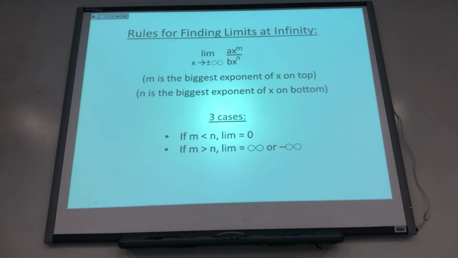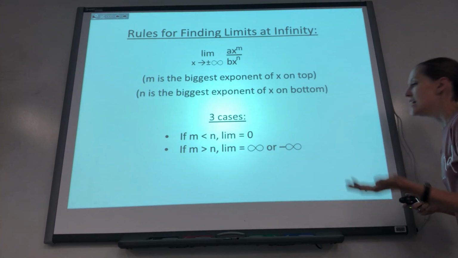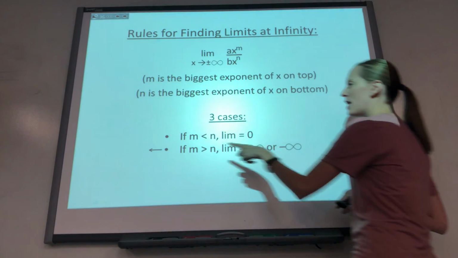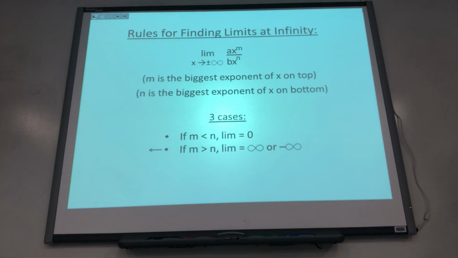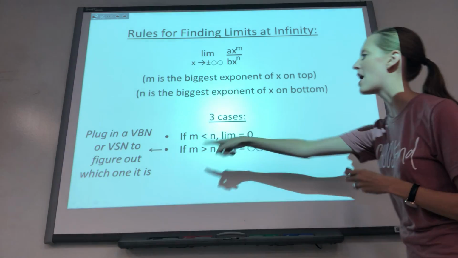Now, next case says if m is greater than n, the limit is going to equal infinity or negative infinity. Well, how do I know which one? Is it going to be positive? Is it going to be negative? I'm going to put a little side note out here, which still might not make total sense until we try it with some of our problems.